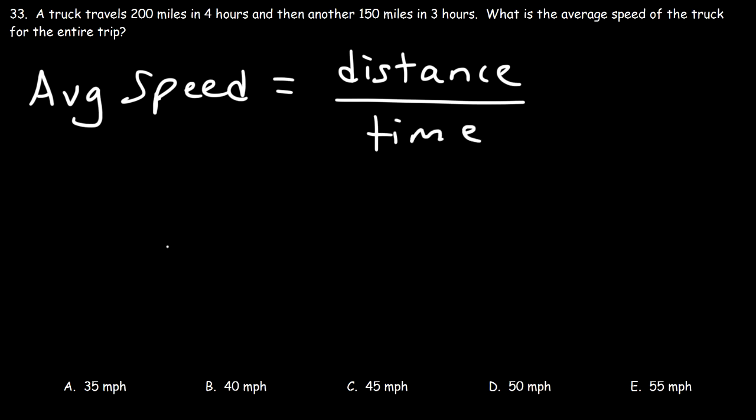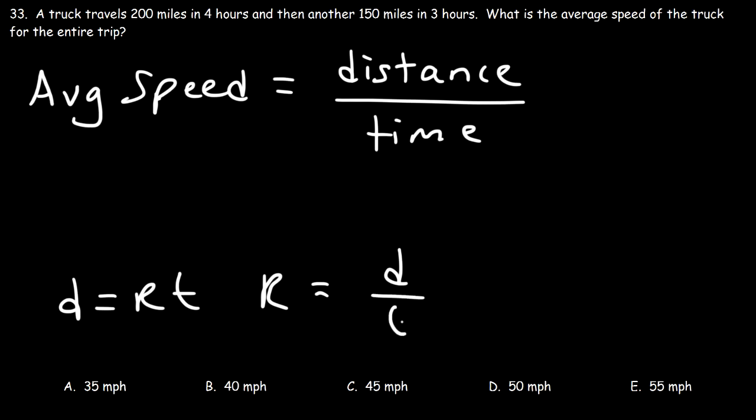And this formula comes from this equation. D is equal to RT. Distance equals rate multiplied by time. So the rate, or the average speed, is distance divided by time. So what is the total distance that the truck travels for?